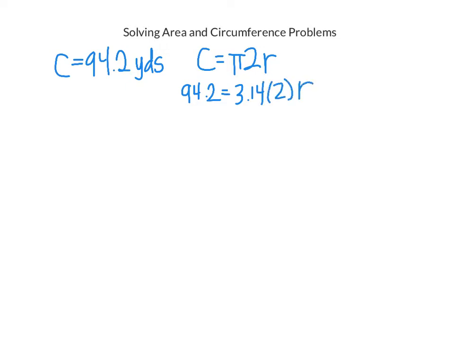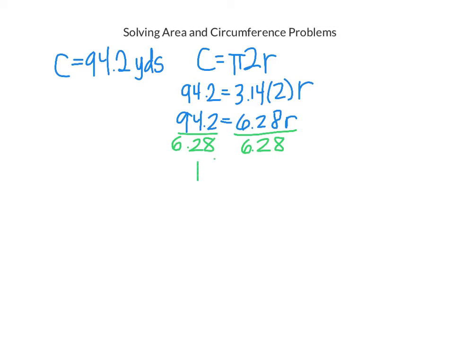I'm solving for radius. Well, 3.14 times 2 is 6.28. And then in order to find the radius, I simply do the inverse operation, which means to divide. That undoes the multiplication by 6.28. Divide by 6.28, and that will make it 1r. And then I just need to divide 94.2 by 6.28, and that gives me 15. So 15 yards equals the radius.